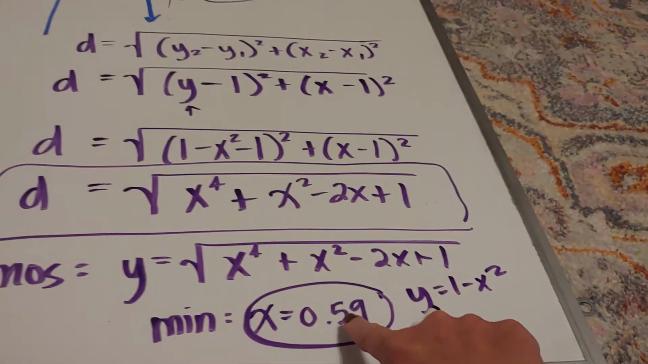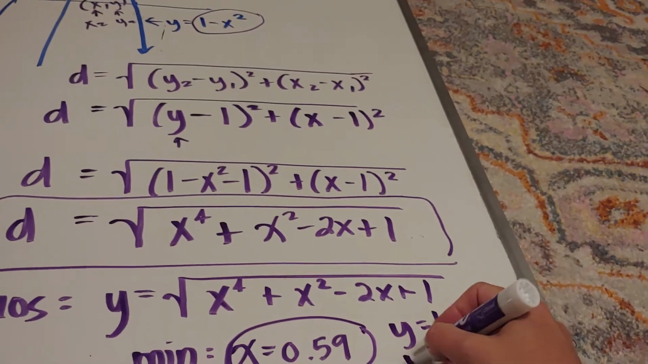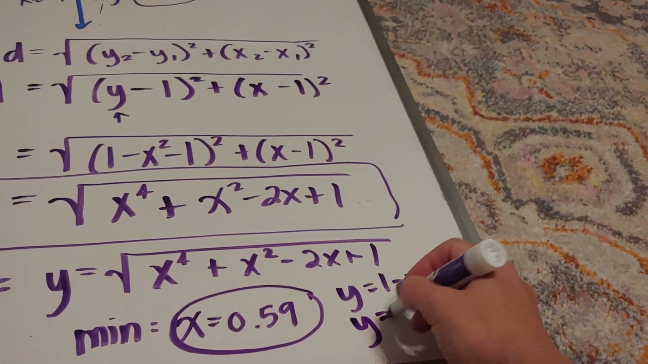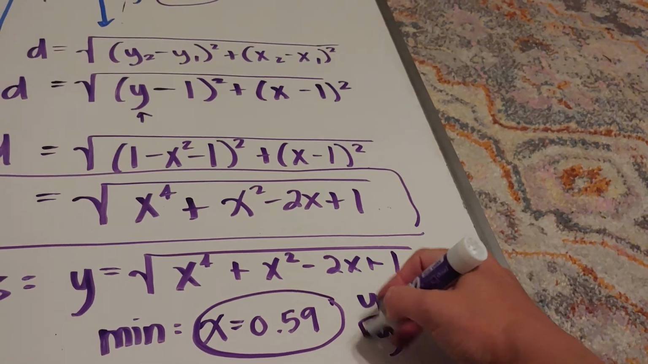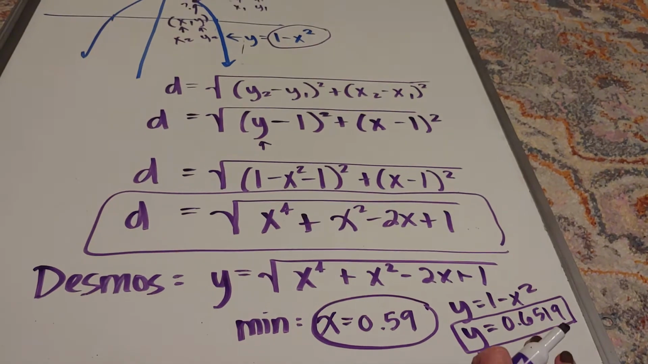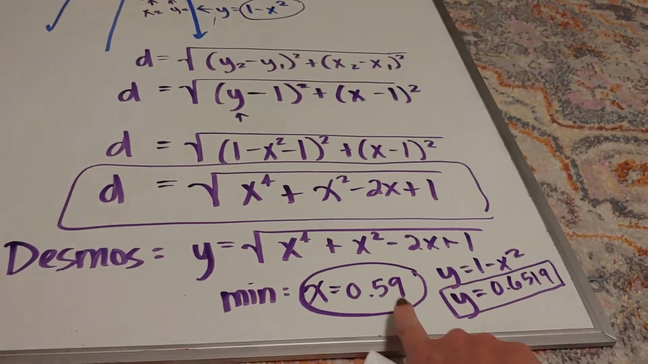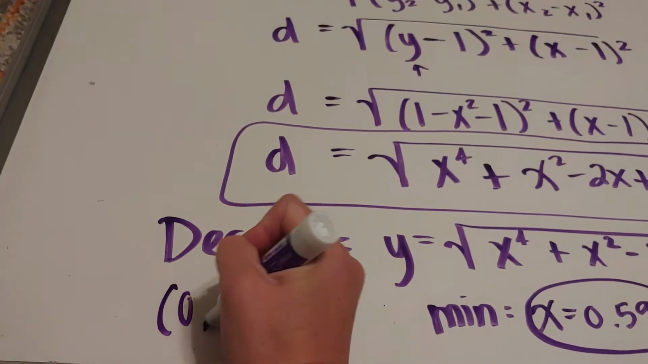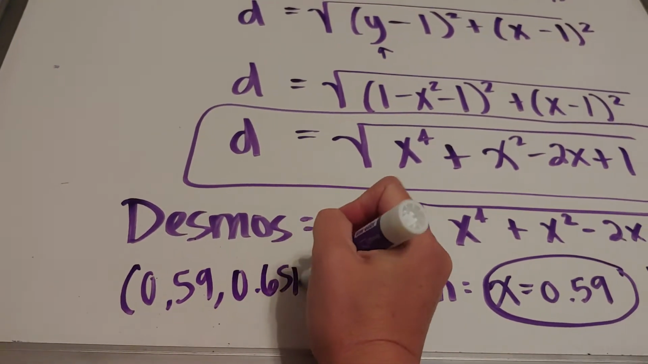If I take this min of 0.59 and plug it into this equation, I'm going to get 0.6519. So the point on this parabola that is closest to my point (1, 1) is the point (0.59, 0.6519).